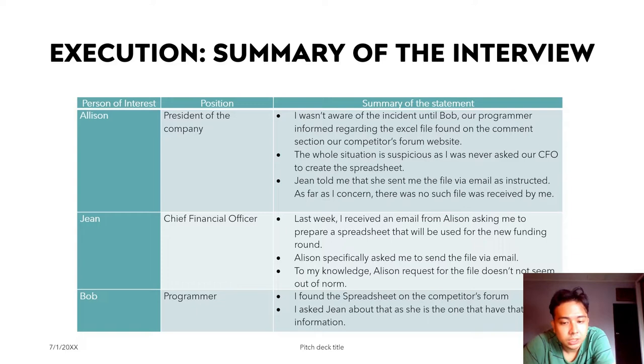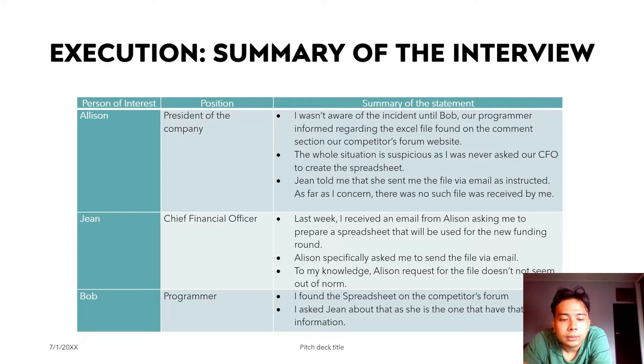This situation is suspicious, as Alison never asked their CFO, the main suspect, to create the spreadsheet. Jean, the main suspect, told Alison that she sent her the file by email as instructed. But as far as Alison is concerned, no file was received. Jean, who is also the chief financial officer, said that she received an email from Alison asking about the spreadsheet needed for a new funding round, and Alison specifically asked Jean to send the file via email. Jean also stated that this did not seem suspicious at all, because it is common for Alison to ask Jean to prepare the spreadsheet.